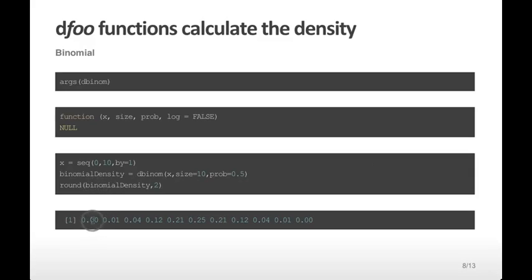Flipping 0 heads out of 10 coin flips when the coin is fair is again a very unlikely proposition, as is flipping all 10 heads. Meanwhile, values near the center, centering on 5, have much higher values of the density.